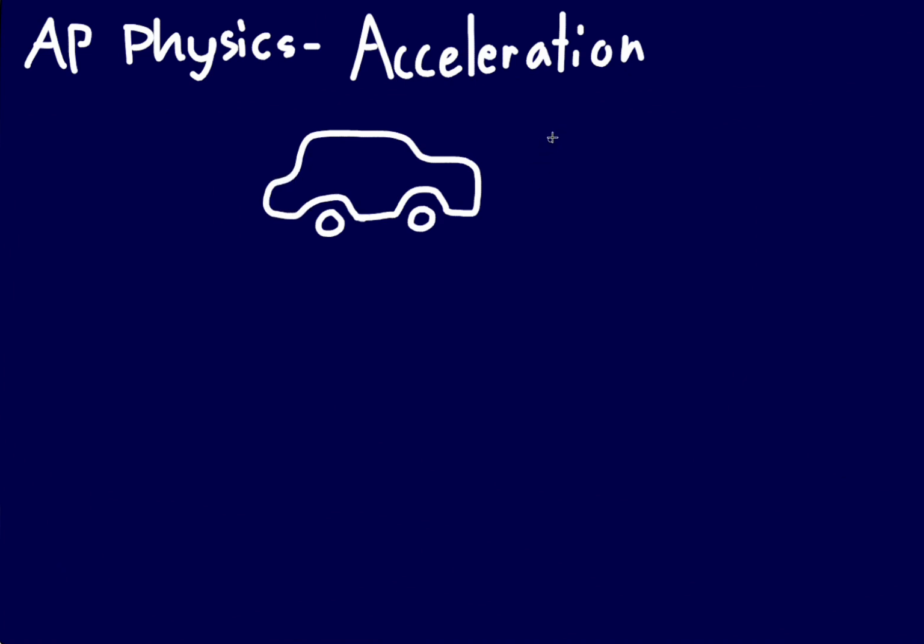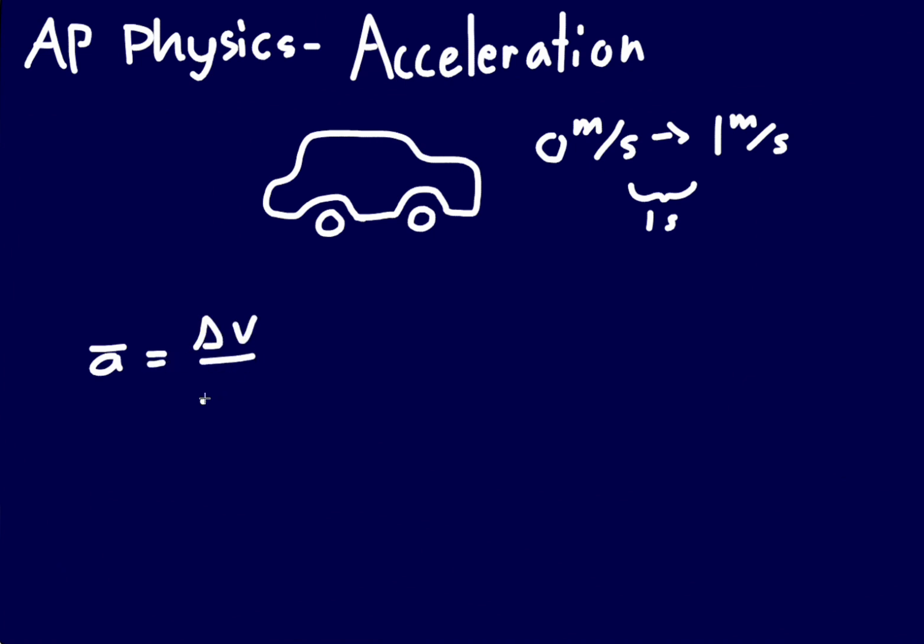This means that the car is going from 0 meters per second to 1 meter per second over the time interval of 1 second. Bringing back our formula for average acceleration, we see that average acceleration is equal to the change in velocity over change in time. While we have not specified direction in this case, we can still interpret this as a velocity, as we assume that the directions are both the same.